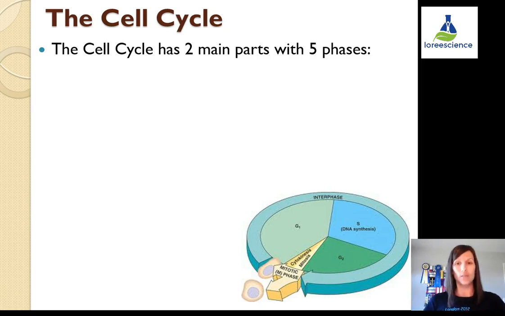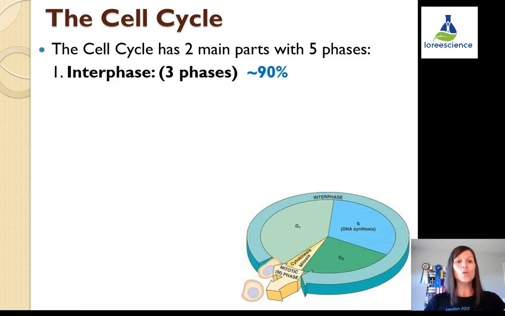So in terms of the cell cycle, you have this diagram if you print off the note template. There are 2 major parts or divisions with 5 phases. So the first main part is interphase. It actually is comprised of 3 individual phases. It accounts for 90% of a cell's life. So 90% of the time, cells are in interphase.